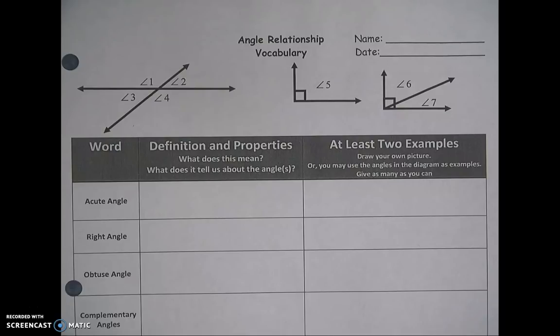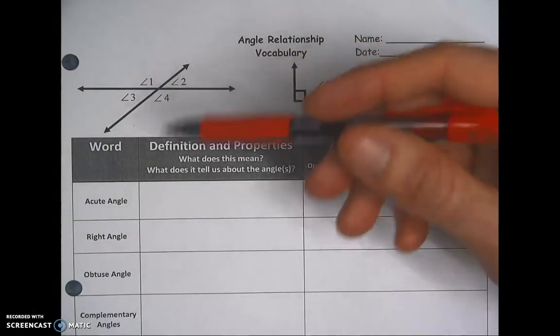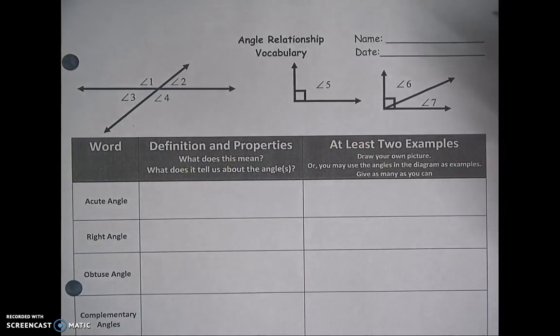What do we know about them? Not just their name, but how many degrees they represent. And then how can we locate these in a picture? How can we fill in missing degree measurements based on just what we see? So even without anything given to us, we can look at a picture and figure out the degrees for these angles. Okay, so we're going to start off with an acute angle.